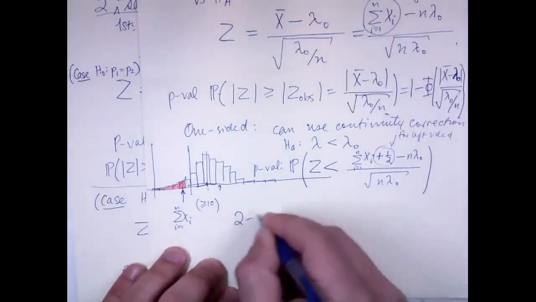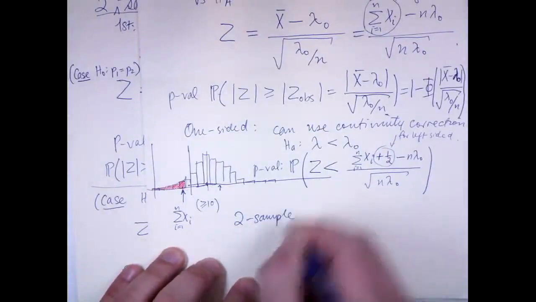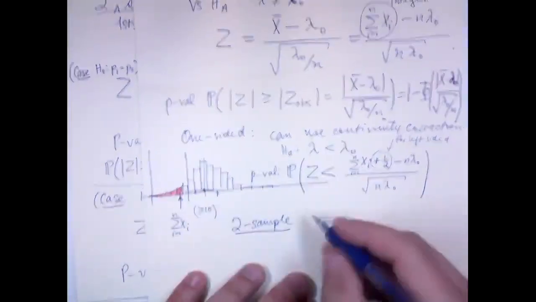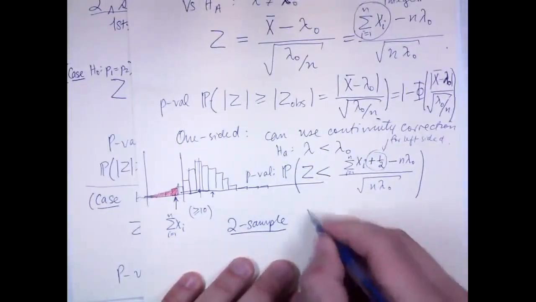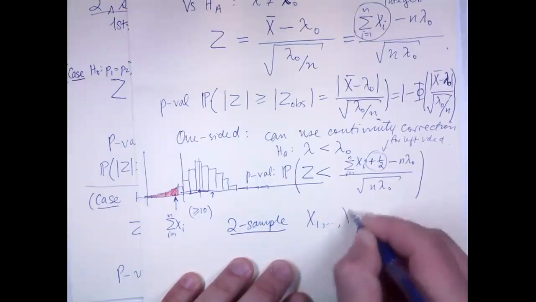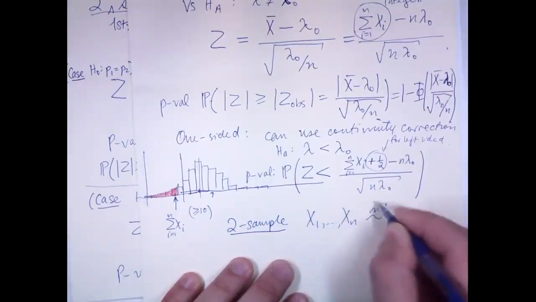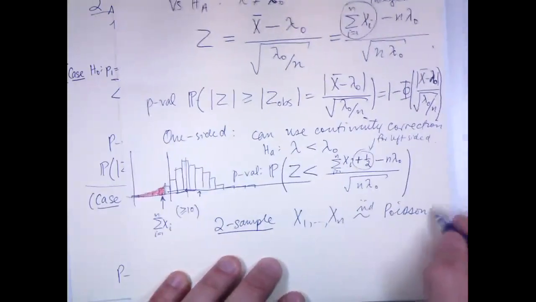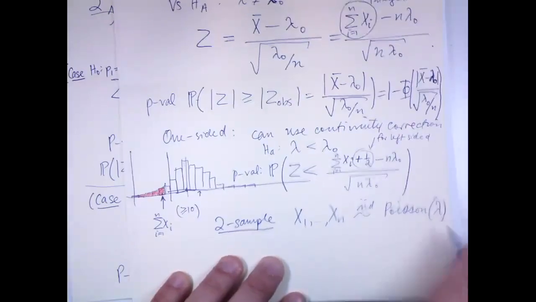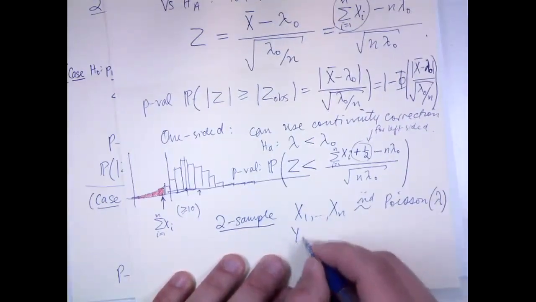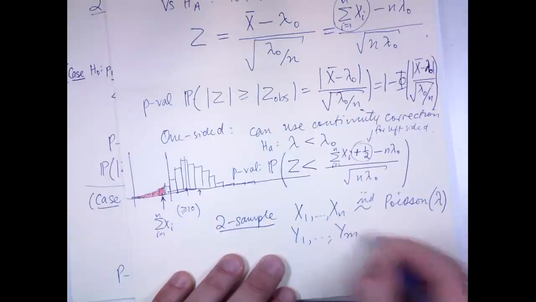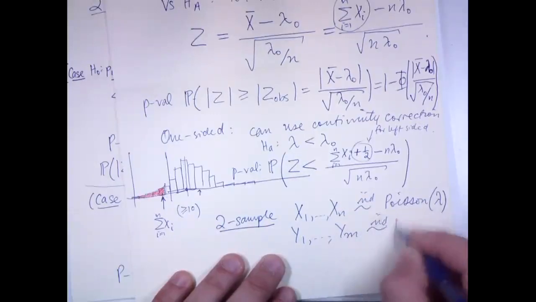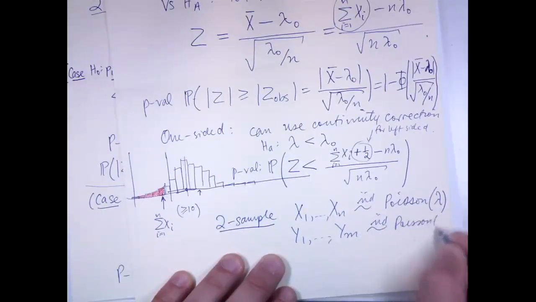Let's say two sample Poisson mean. So, x1 up to xn IID Poisson. I could use lambda 1 and lambda 2, but I'm not going to do that. I'm just going to use lambda and mu. Y1 to yn IID Poisson mu.